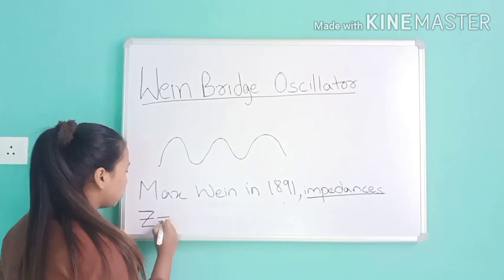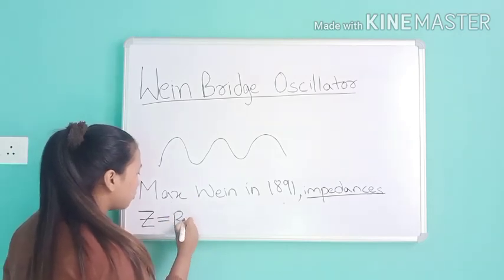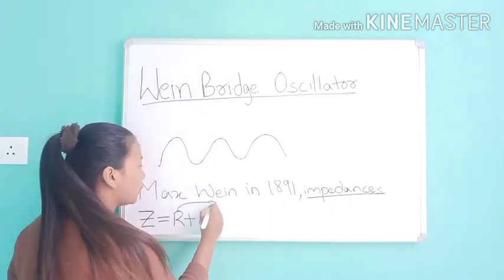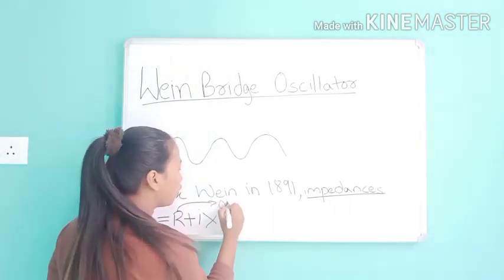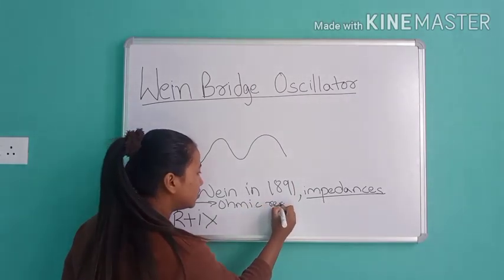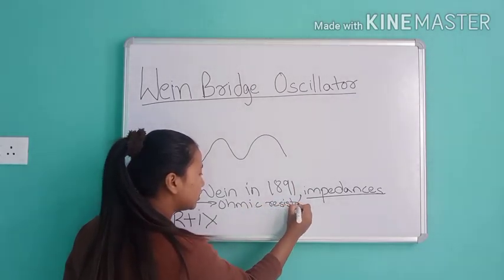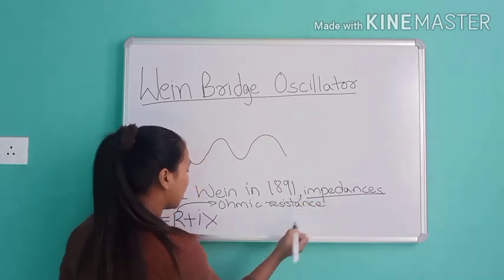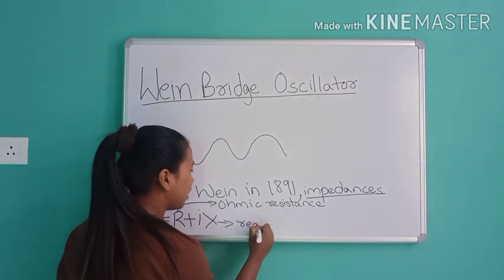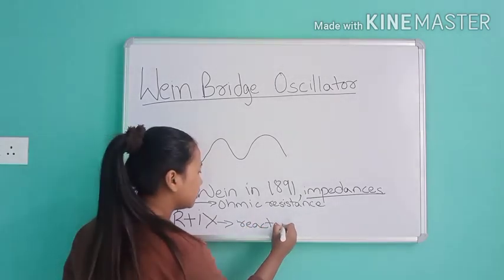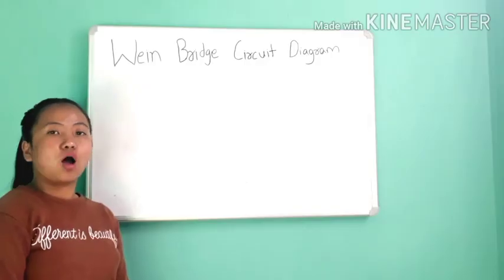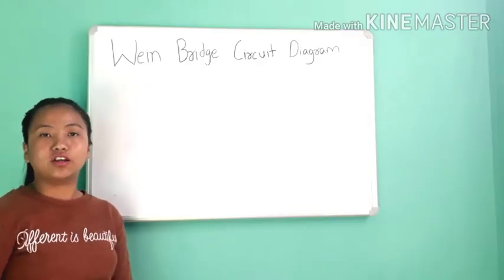Z equals R plus iX, where R means ohmic resistance and X means reactance. So now let's proceed to Wein bridge circuit diagram.